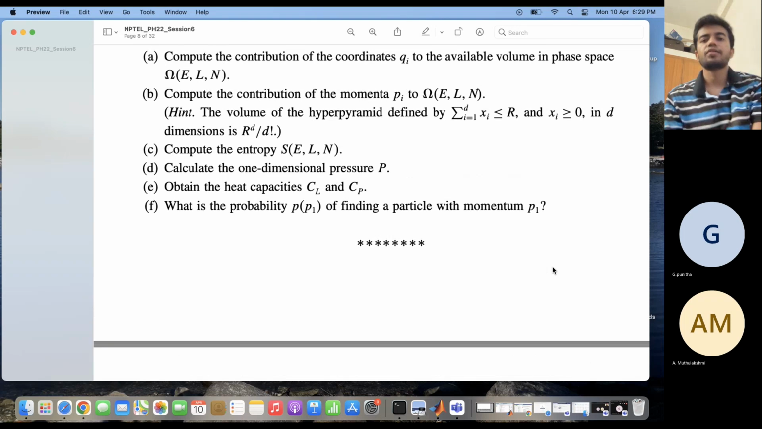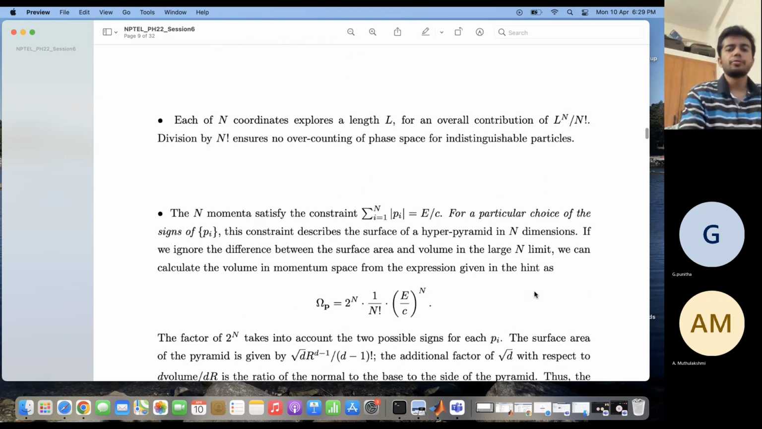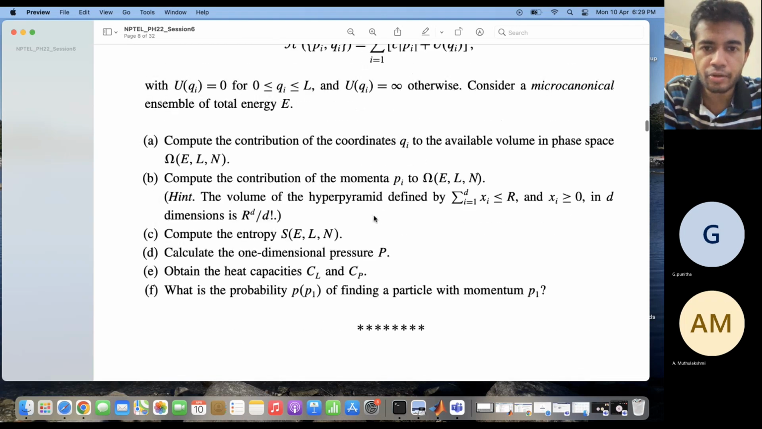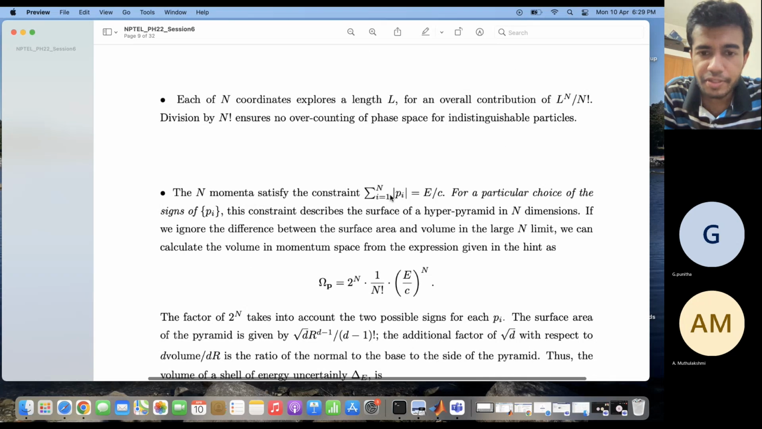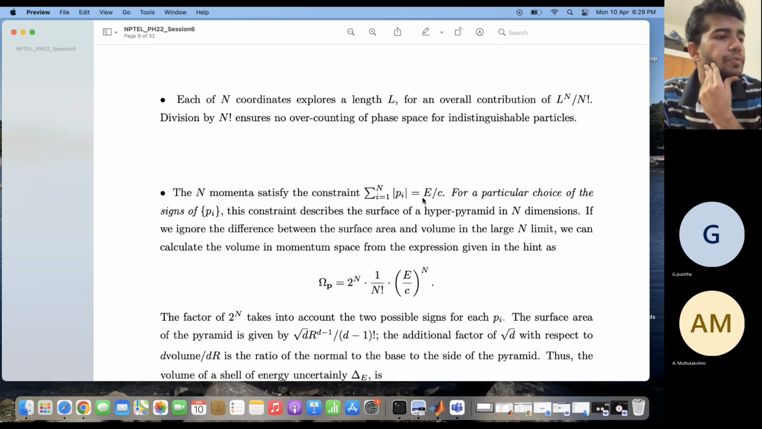Now you have to calculate the contribution of the momentum coordinates to the total number of microstates. The momentum coordinates satisfy this particular constraint. This comes from the Hamiltonian over here. So the momentum coordinates satisfy the constraint that the summation over i equal to 1 to capital N of |pi| is equal to E by c. Initially, when we had pi square by 2m, we saw that it was the surface of a sphere, right? It was a sphere in 3D or an ellipsoid in 3D and all sorts of things.